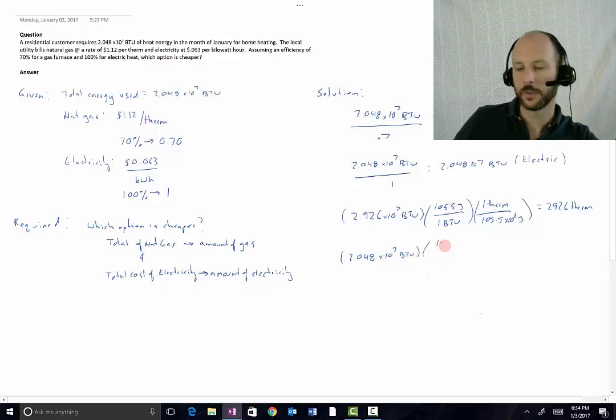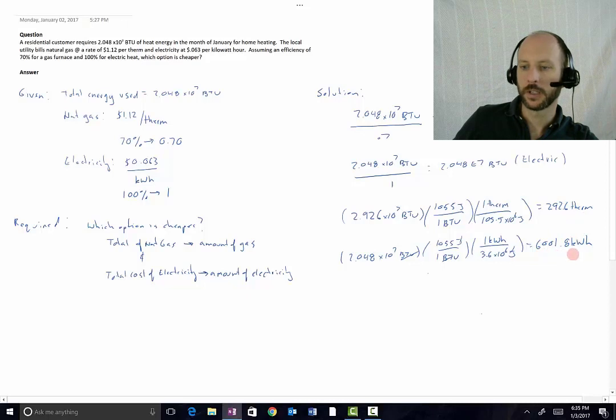So now I'm going to calculate the number of kWh required in electricity. Again, I'm going to use a conversion process where I multiply the 2.048 E7 BTUs of electric energy required and convert that over into joules by multiplying by 1055 joules per BTU. And then I'm going to convert from joules to kilowatt hours by multiplying by 1 kilowatt hour per 3.6 times 10 to the 6 joules. You can follow through that and see how all the units cancel. That gives us 6,001.8 kilowatt hours as compared to 292.6 therms. So we have our total energies in the base units of billing.